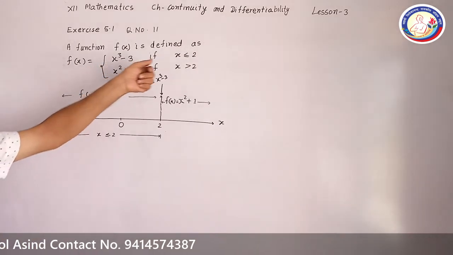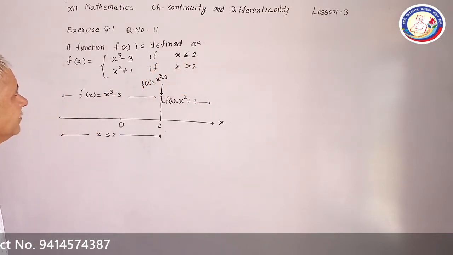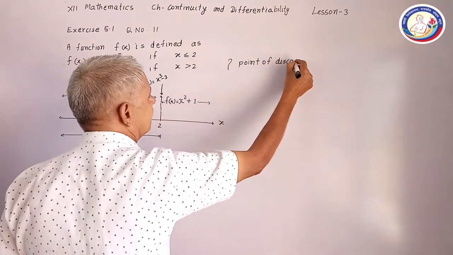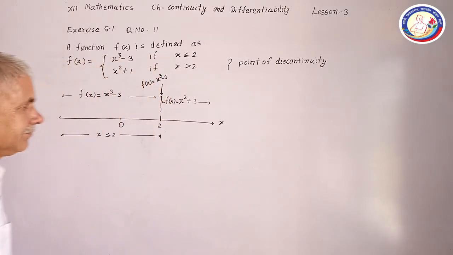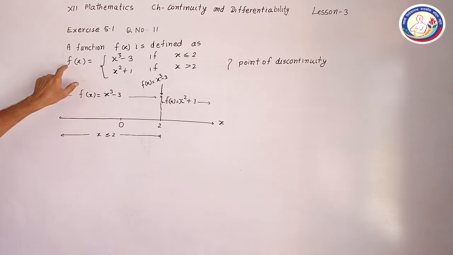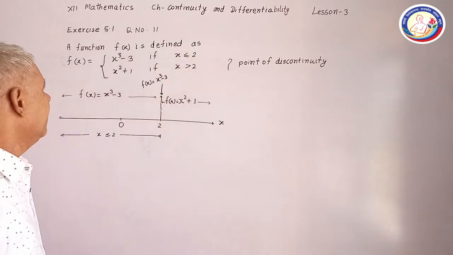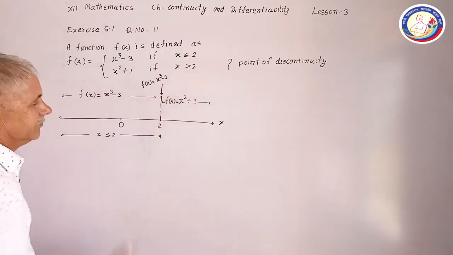A function is defined as follows and we have to find the point of discontinuity, if it exists. So let us check. The function is given by: the value of the function is x cube minus 3 if x is less than or equal to 2, and it is x square plus 1 if x is greater than 2.